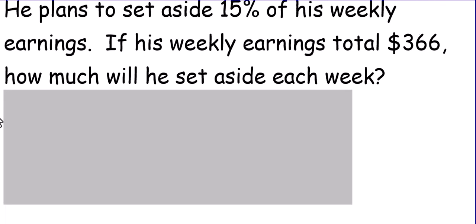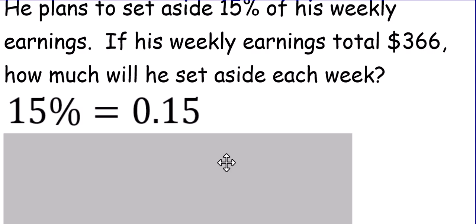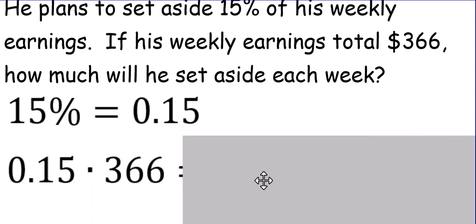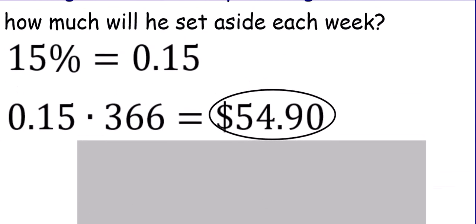So like our last example, we want to take that 15% and change it into a decimal. That will be 0.15. Let's multiply 0.15 by his total weekly earnings, which is $366. When we take 0.15 times 366, we get 54.9, which is $54.90 each week.